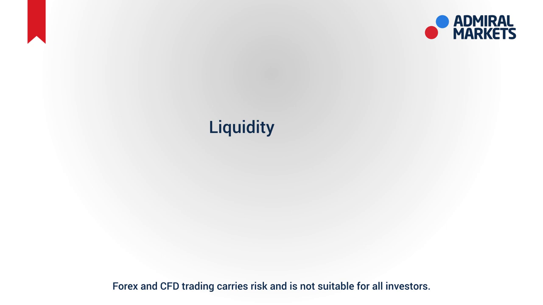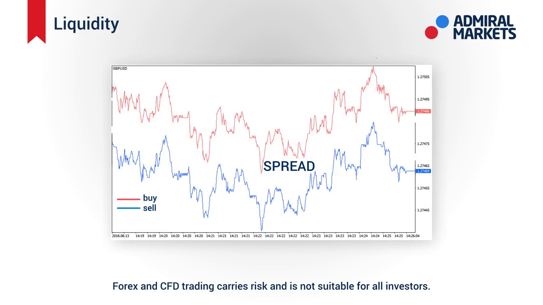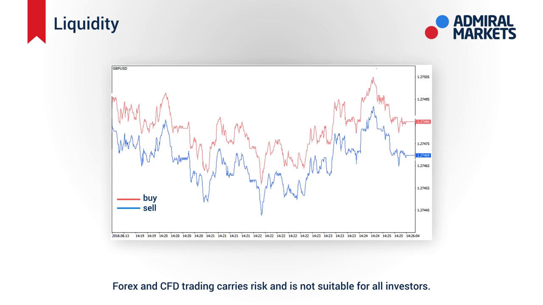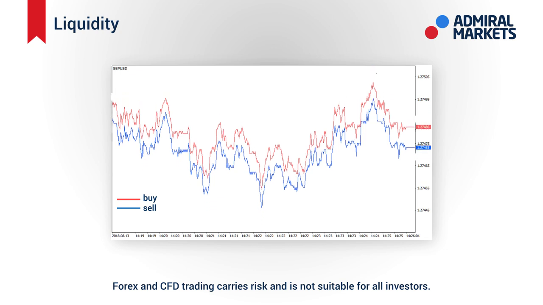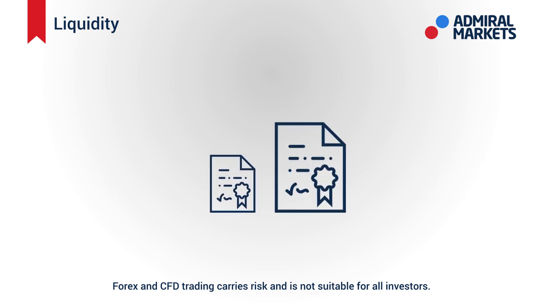Liquidity. Market liquidity plays a huge role in scalping. The more liquid the markets are, the tighter the spreads will be. Tight spreads are necessary to reduce costs. The higher liquidity means that scalpers can trade larger size positions without worrying about affecting the market too drastically or getting stuck in a position.